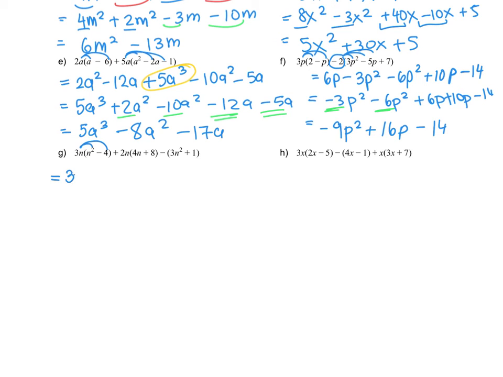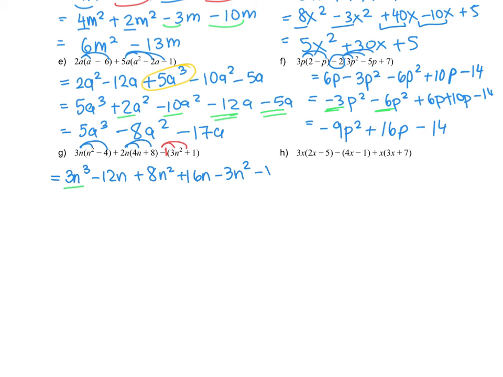3n times n squared is 3n cubed. 3n times negative 4 is negative 12n. Then I'm going to take the 2n positive and multiply it in. 2n times 4n is 8n squared because we had 2 n's, and 2n times 8 is 16n. Now for this last one, we have to be very careful. We do have a negative 1 that has to get distributed in. So negative 1 times 3n squared is negative 3n squared. But here is where there's potential for mistake. We have a negative 1 times 1, which is negative 1, not positive.